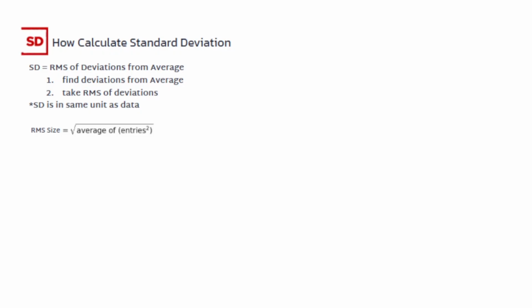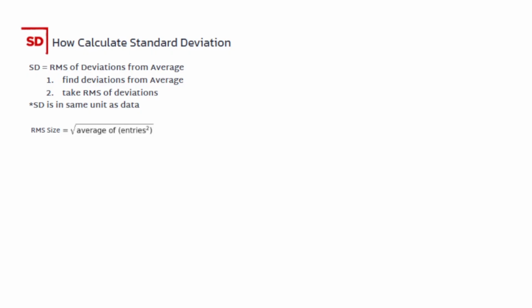So how do we calculate the standard deviation? Easy, if you remember the definition. We need to find the deviations from the average and then take the RMS of those deviations. Then you have your standard deviation, which will tell you how far away your numbers are from their average.